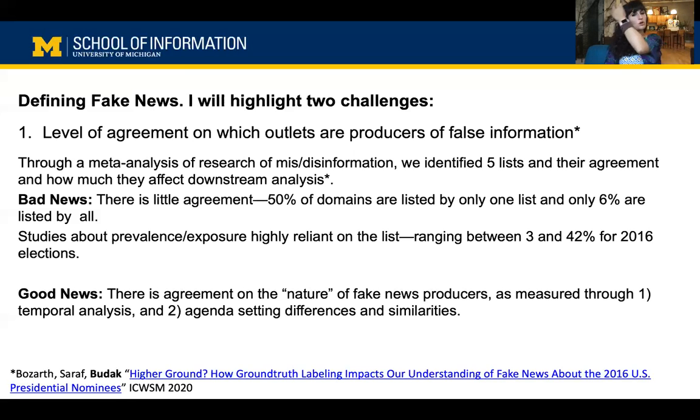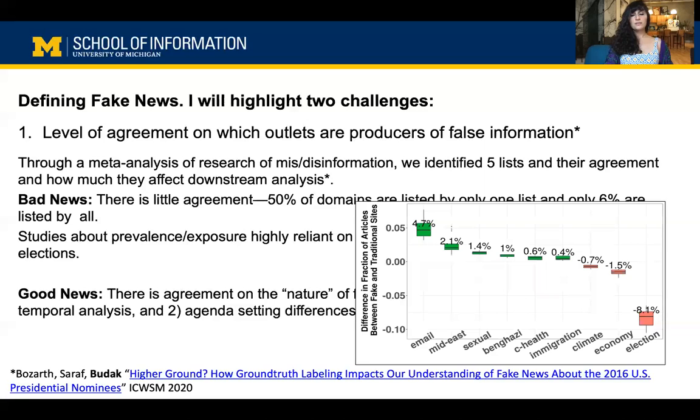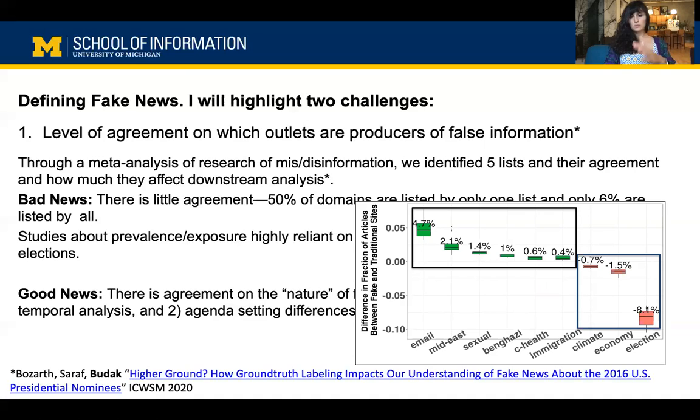But the good news is that there is agreement on the nature of fake news producers, which is reflected in the consistency that we see when we're looking at temporal analysis, as well as analysis of agenda setting differences and similarities. To answer that agenda setting question, we use semi-supervised approaches to identify topics, and then we validate them using crowdsourcing, and we investigated to what degree certain topics are more or less important to fake versus traditional news. Here we're seeing that, for instance, topics like email, Middle East, sexual scandals, the ones in the black box, are more important to fake news, and horse race coverage, economy, and climate more important to traditional news, no matter what list you choose.